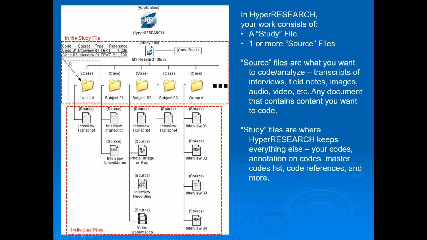So in the example shown here for references, you have the name of the code, something unimaginative like code 01, was applied to a document called interview 01. And then this other information is just some things that HyperRESEARCH uses to essentially have this serve as a bookmark or a hyperlink to your content. In this particular case, it's code 02 was applied to interview 01, and it's applied from character 211 to character 298, but you don't really need to know that.